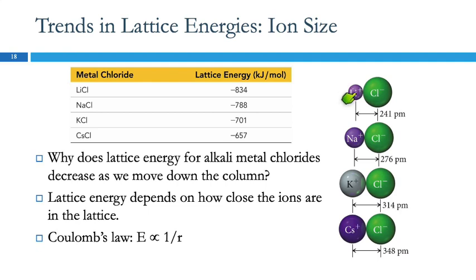So lithium and chloride can get closer together because lithium is small. Cesium and chloride cannot get as close because cesium is a bigger ion. And so the distance between them is larger, which makes the energy smaller. So these guys can get really nice and close to each other. They release a lot of energy. These guys cannot get as close. They release less energy.